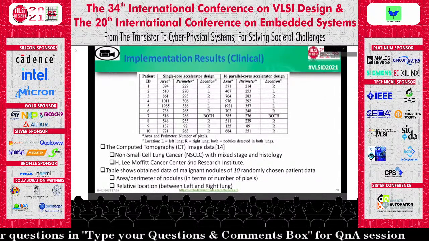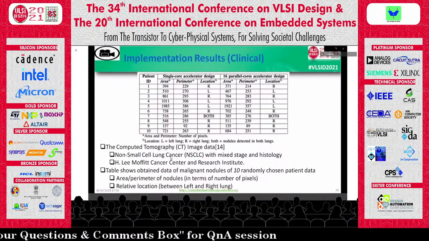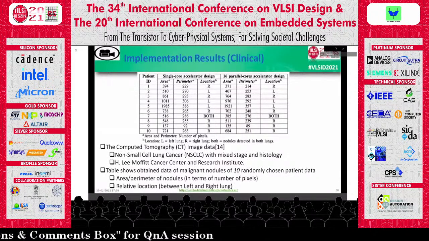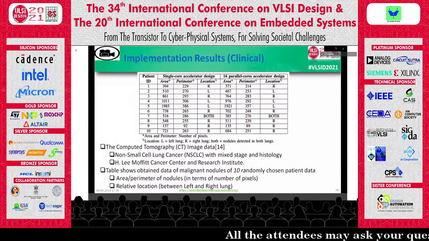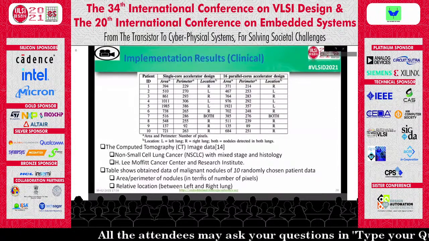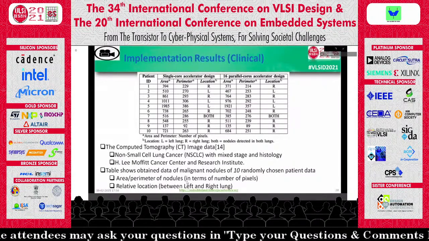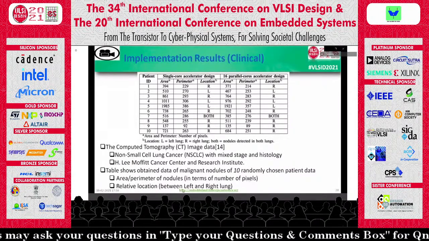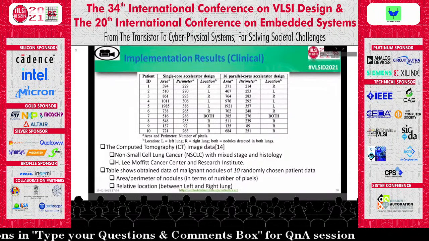We have also done a clinical survey, and for that CT image data was obtained on patients diagnosed with non-small cell lung cancer with a mixed stage and history from the Ashley Motive Cancer Center and Research Institution, and the reference for that is given in the list of references. The table shows the obtained data of malignant nodules of 10 randomly chosen patients, the area and perimeter of the nodules in terms of the number of pixels, and then the relative location between the left and right lung.